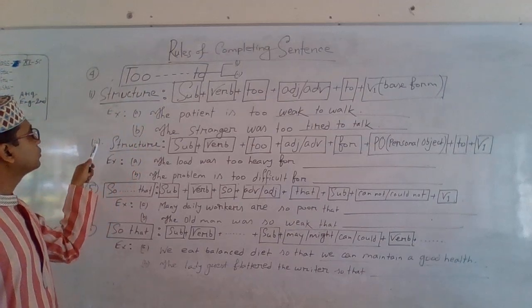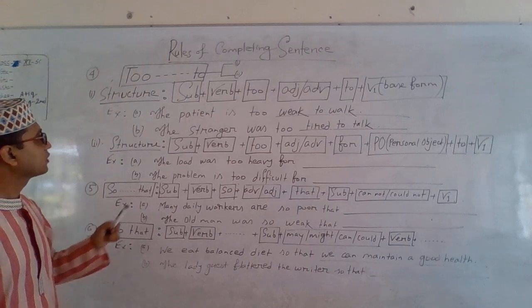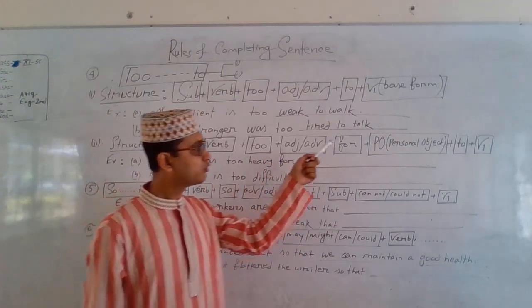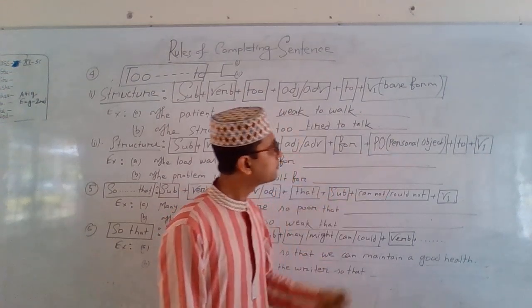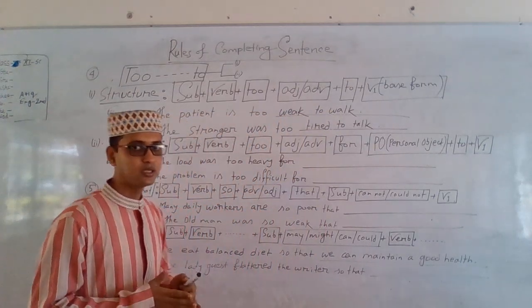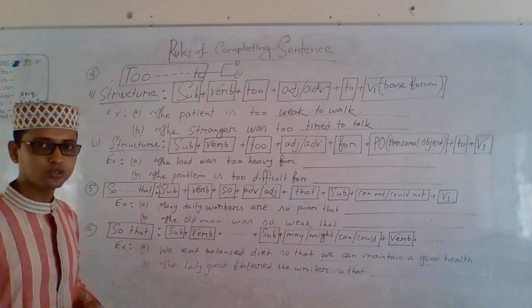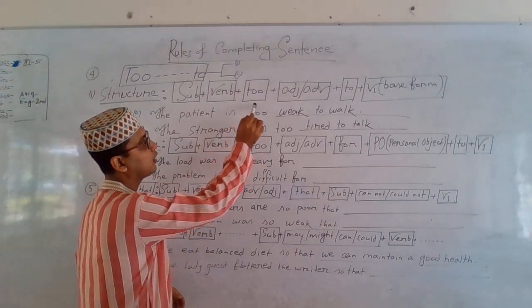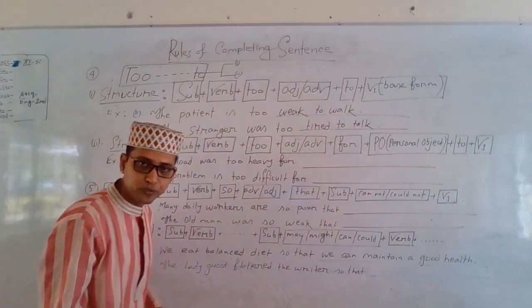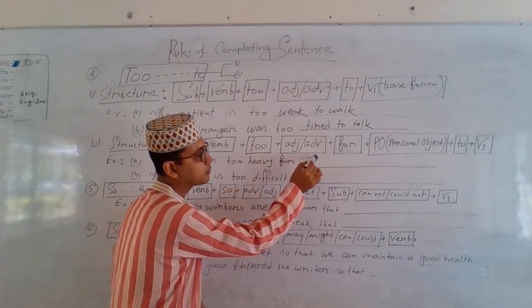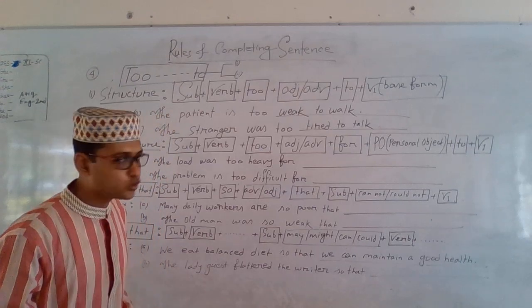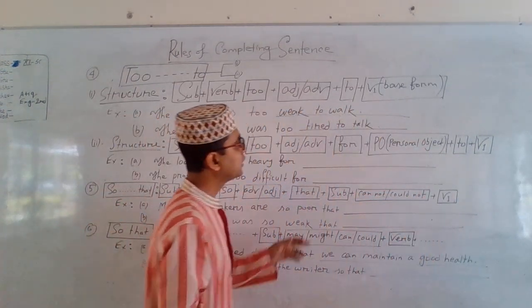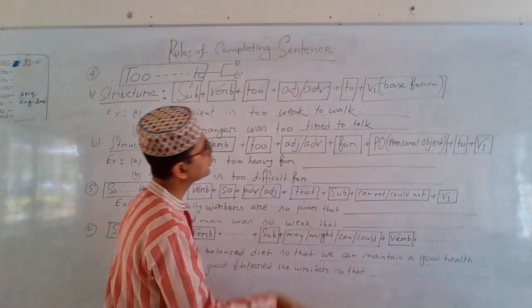Now, we will concentrate on structure number 2. Here: subject plus verb plus too plus adjective/adverb plus for plus PO, PO means personal object, plus to plus be1. Students, let us make a comparison between 1 and 2. What is the basic difference between these two structures? In the first one, after the adjective or adverb, we get directly to plus be1, the infinitive form. But here, after the adjective or adverb, we get the preposition for, and then any personal object, and then to plus be1. So this for and personal object is the additional part in comparison to that one.